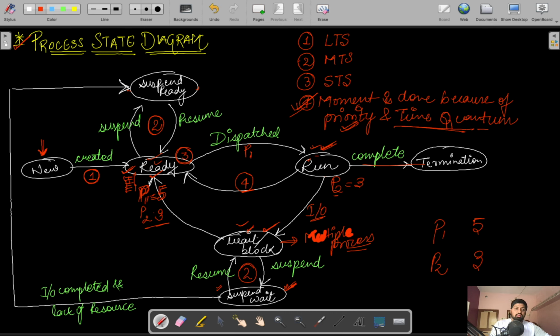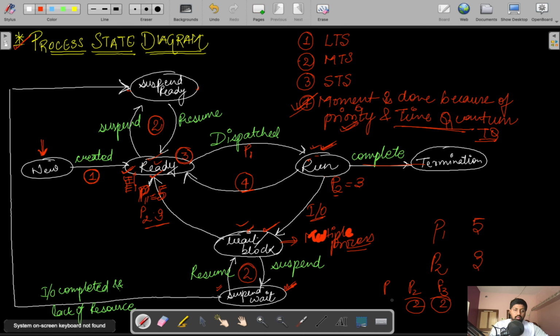Now time quantum. Time quantum arises in the round robin scheduling algorithm where we have, let's say, processes P1, P2, P3. Each process is assigned to run for 2 quanta of time in one go, and when this time quantum is completed, the process is moved from the running state to the ready state and waits for its turn for the next time, because each process is assigned some time quantum and it should run for that time quantum. So for the priority and for the time quantum, the process can be moved from the running state to the ready state.